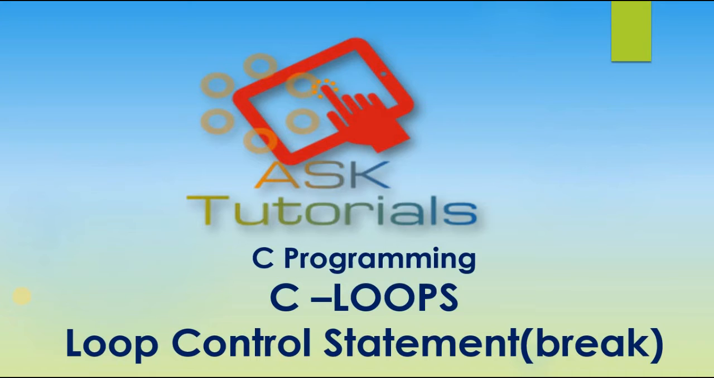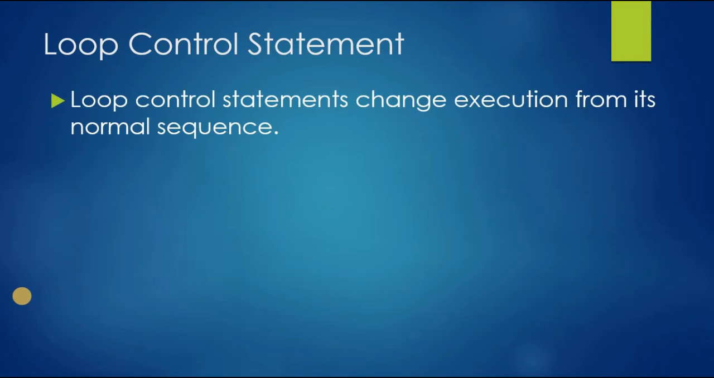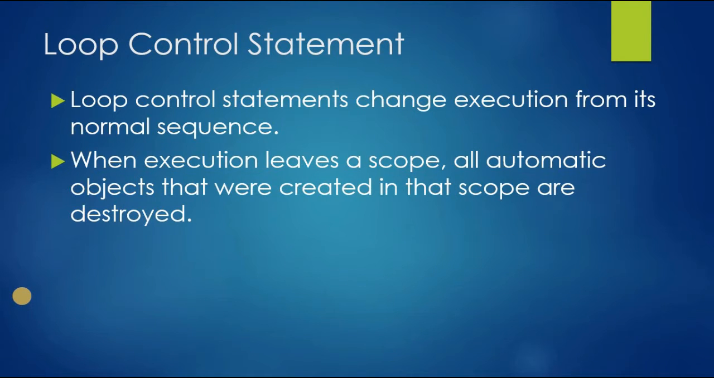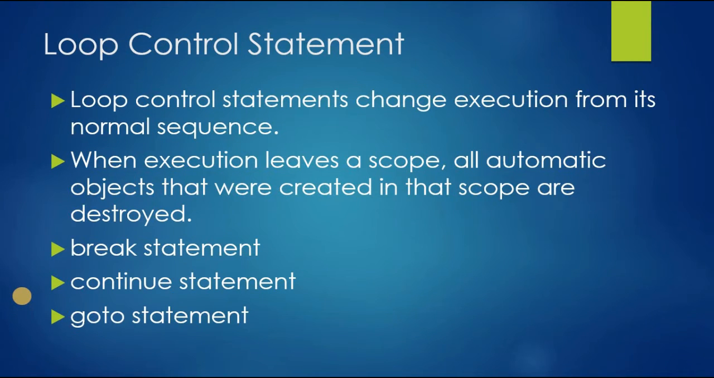In this video we are going to learn about the loop control statement. Now let's get started with the video. Loop control statements change execution from its normal sequence. When execution leaves a scope, all automatic objects that were created in that scope are destroyed. Break statement, continue statement and goto statement. These are the loop control statements.